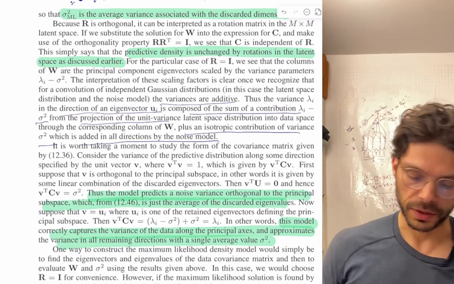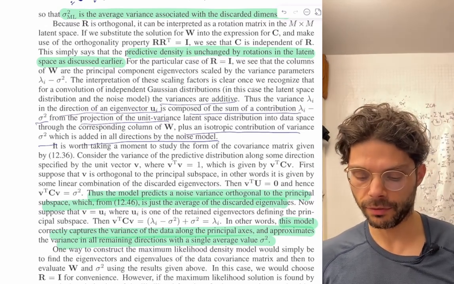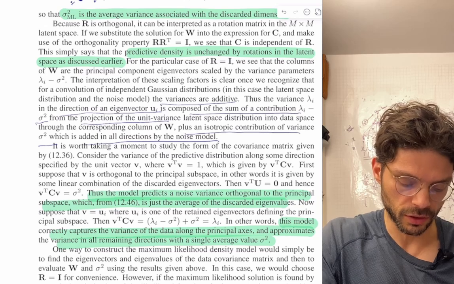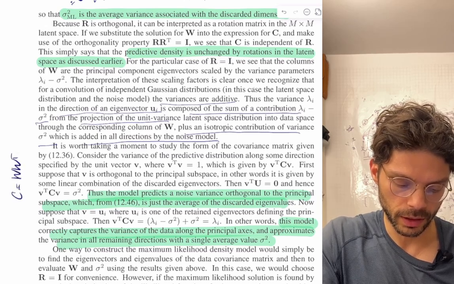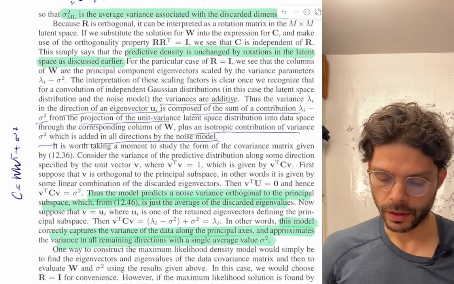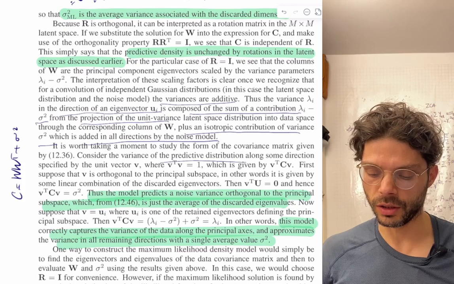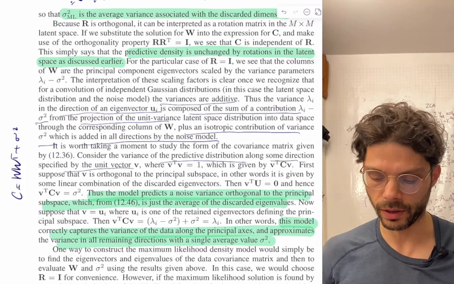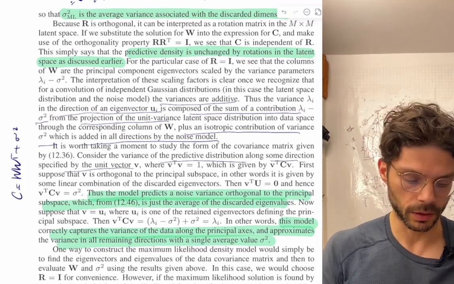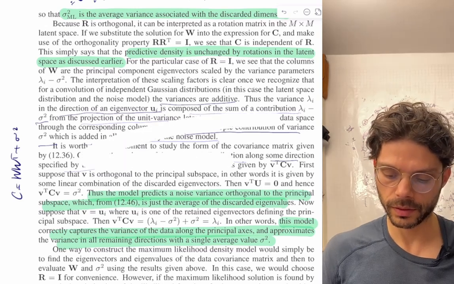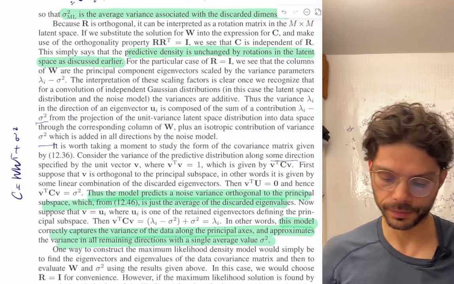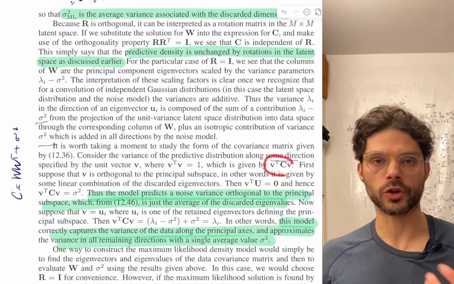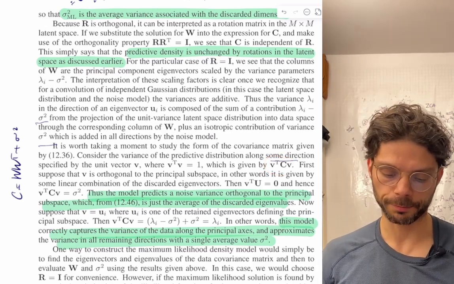Let's have a look. It's worth taking a moment to study the form of the covariance matrix given by 12.36. I'm going to write that out here. That's just C equals W W transpose plus sigma squared I. Consider the variance of the predicted distribution along some direction specified by the unit vector v. This is how you compute variance along arbitrary directions: you just project onto the covariance matrix.